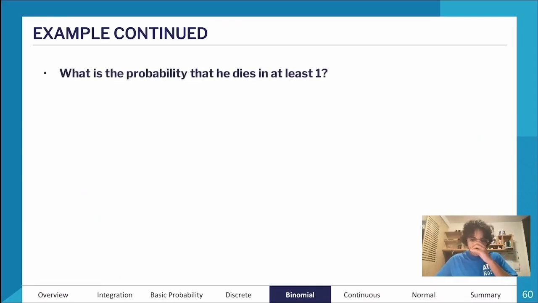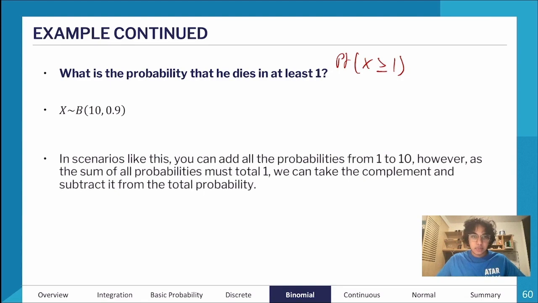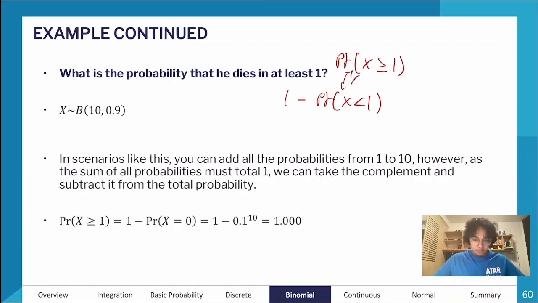What is the probability that he dies in at least 1? So the probability of x is greater than or equal to 1, so at least 1. Again, same thing. So there's two ways to do this question. One is to add everything from 1 to 10, right? But since we know all these outcomes, since it's just a probability distribution that must sum to 1, we can just do the complement. So I can do the probability of x is less than 1 and do 1 minus that, right? So this is just the complement of each other, right? It's the complement.